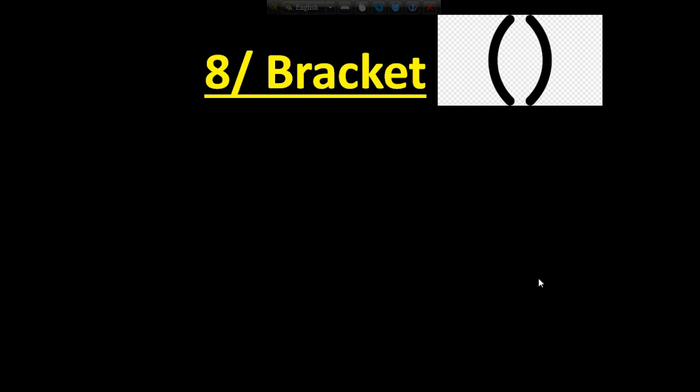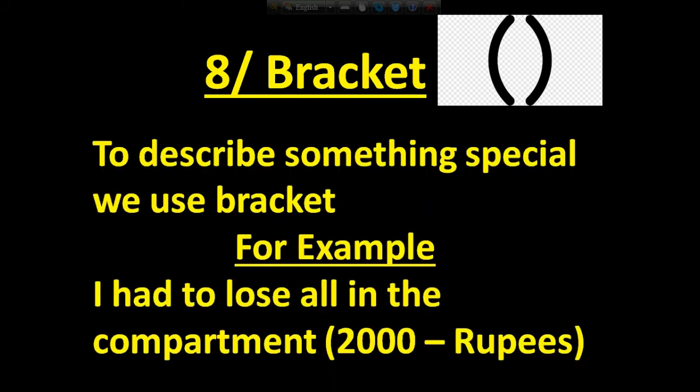Now number 8, bracket. Bracket is one of the most important parts of punctuation. To describe something special, we use brackets. For example, I had to lose all (in the compartment) 2000 rupees. That means here the bracket is written. The main item is 2000 rupees, which means the subject has lost 2000 rupees. So he has used a bracket. We have to use brackets to describe something special.